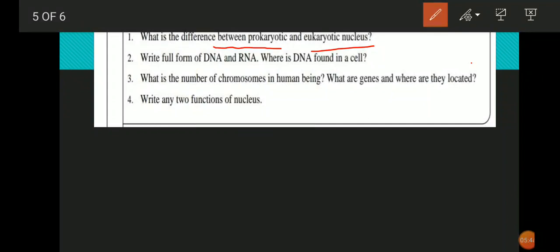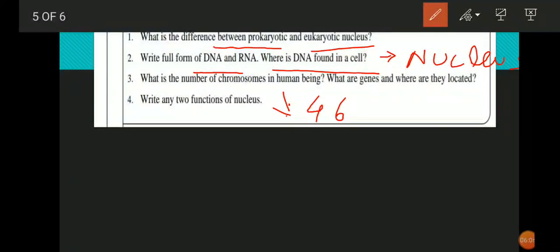Write the full form of DNA and RNA. DNA is deoxyribonucleic acid and RNA is ribonucleic acid. Where is DNA found in the cell? It is found in the nucleus. What is the number of chromosomes in human beings? Number of chromosomes in human beings is 46.